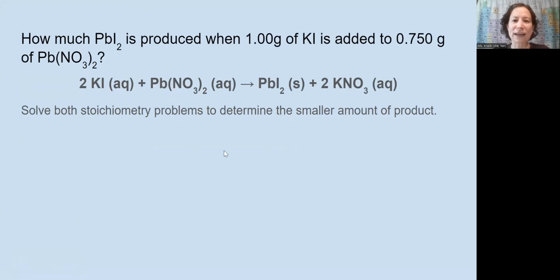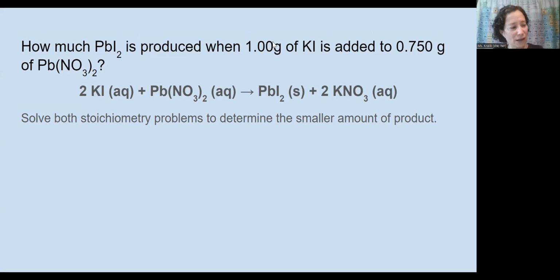How much lead-2 iodide is produced when 1 gram of KI is added to 0.750 grams of lead-2 nitrate? Well, all we have to do here really is just solve both stoichiometry problems. We're given 2 amounts, and so we've got to do stoichiometry with both of those amounts. So let's dig in. We'll start with our 1 gram of KI.